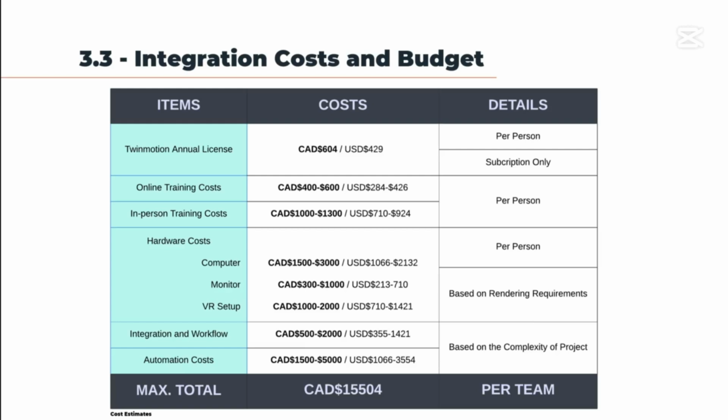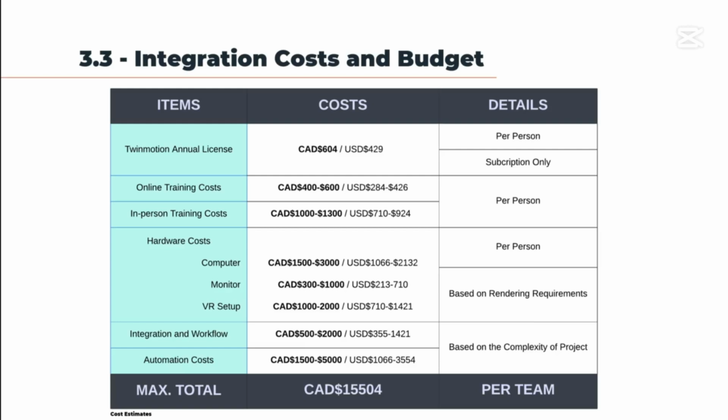Training can be either delivered through an online course or through in-person lessons. The former will cost $400 to $600, while the latter will cost $1,000 to $1,300, depending on the number of members, session length, and the course's level of intricacy. High-performance hardware is also a must.